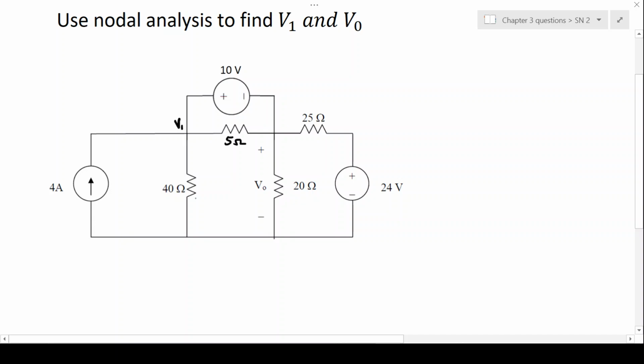Hello everyone, and welcome to this example recording on nodal analysis, where we're going to be looking at the supernode, and we will be determining V1 and V0 using nodal analysis.